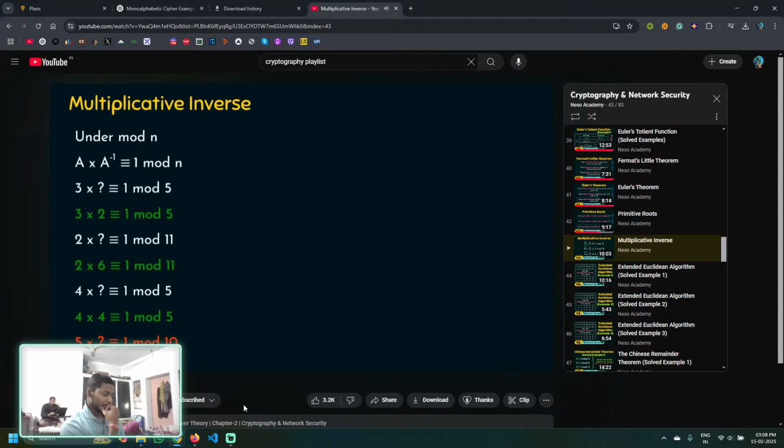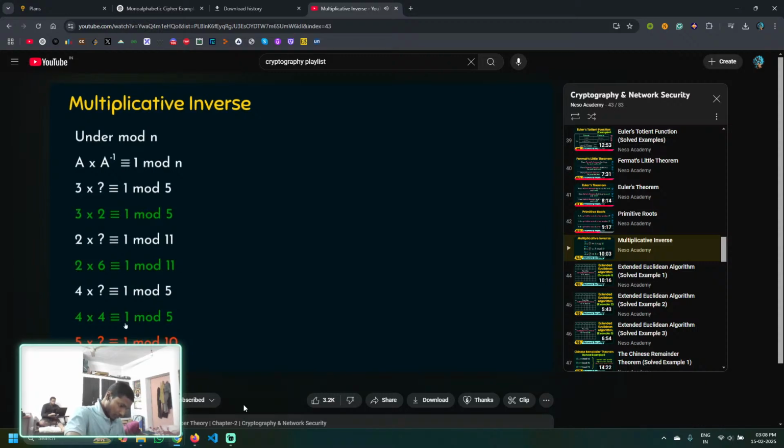Do you agree with me? You know why it is so? Because 5 and 10 are not relatively prime. So multiplicative inverse exists only when this number and this number are relatively prime to each other under modular arithmetic. So in this case, 3 and 5 are relatively prime to each other, and that is why we have a multiplicative inverse here. Similarly, when you take this number 2 and 11, so 2 and 11 are relatively prime to each other. In other words, GCD of 2 and 11 is 1, and that is why there exists a multiplicative inverse for 2 mod 11.